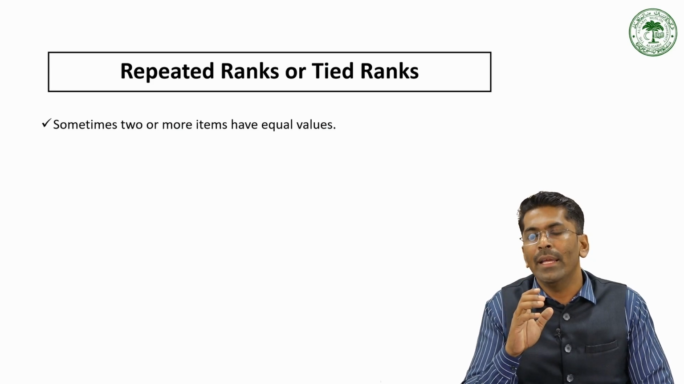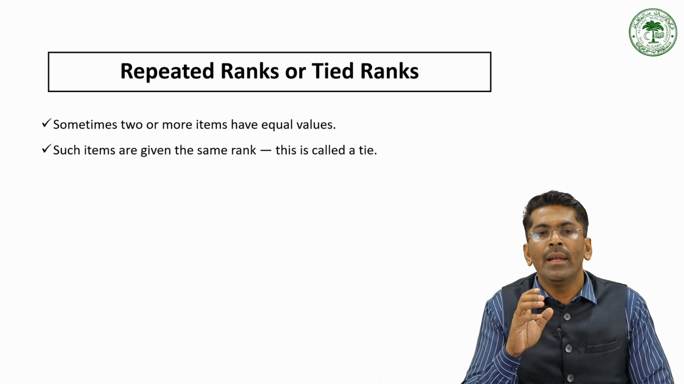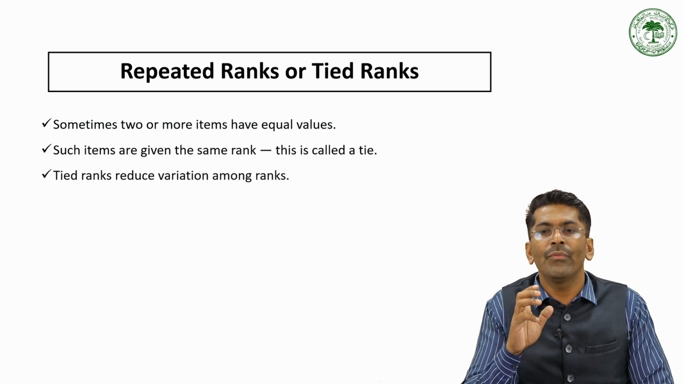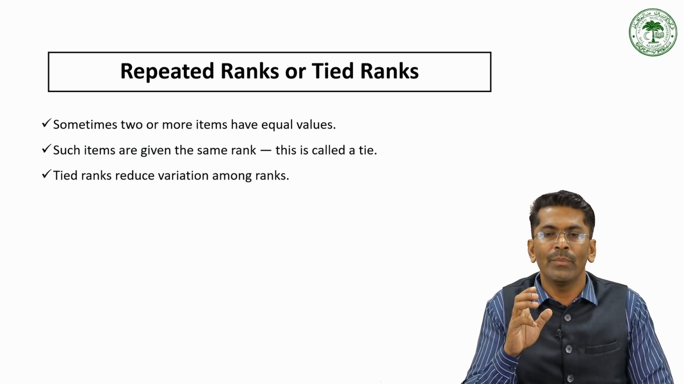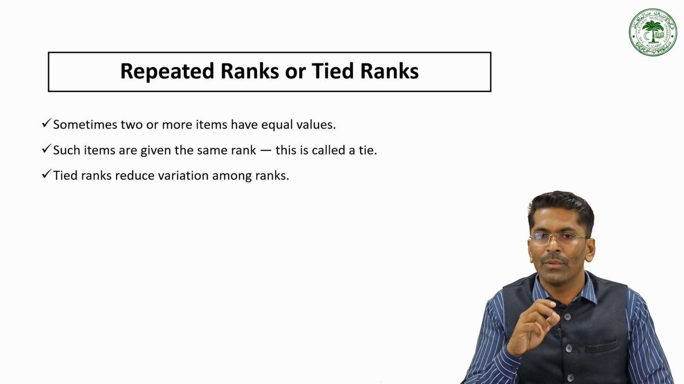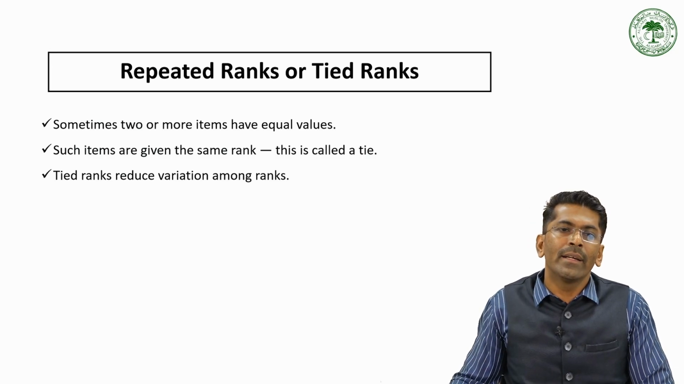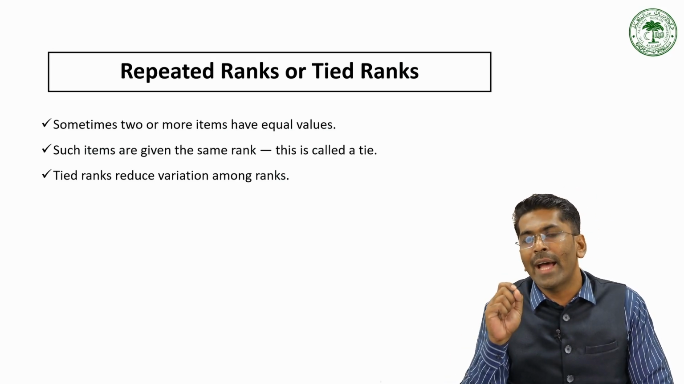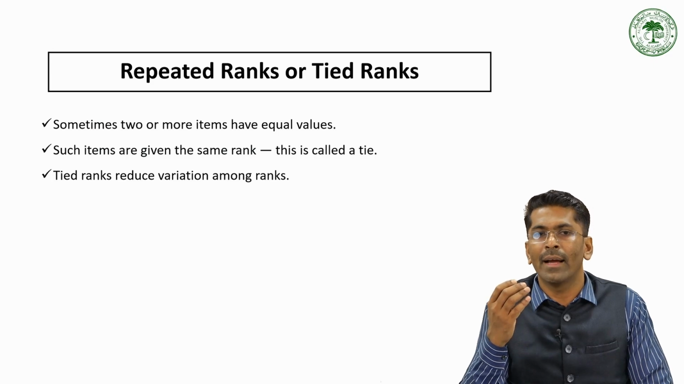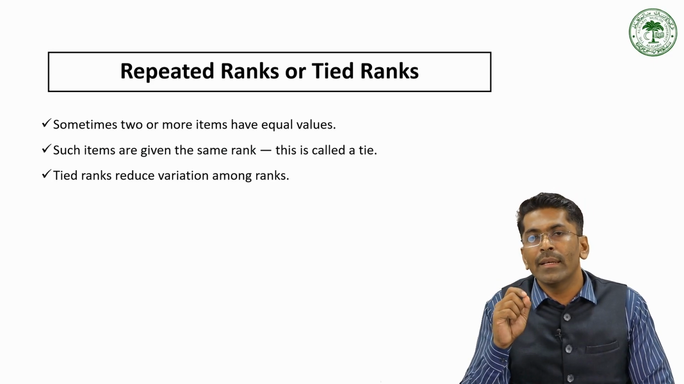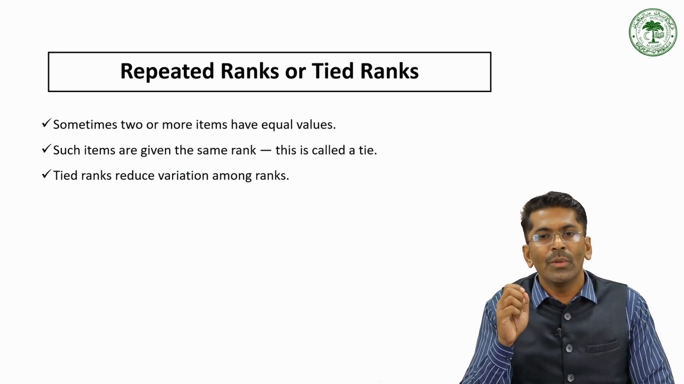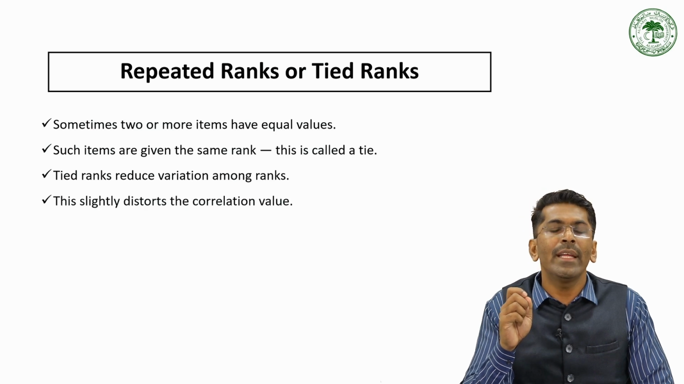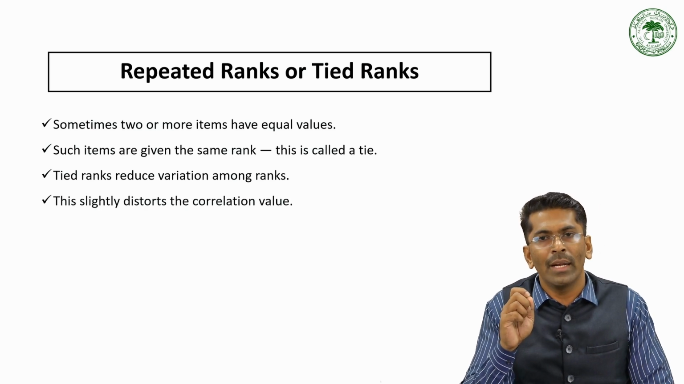Since their values are equal, it is unfair to assign different ranks to them. That means the same rank will affect the correlation coefficient. So the tied ranks reduce the variation among the ranks. When ties occur, that means repeated ranks occur, the variation among the ranks is reduced because several ranks become equal. So this leads to slightly distorting the correlation value.